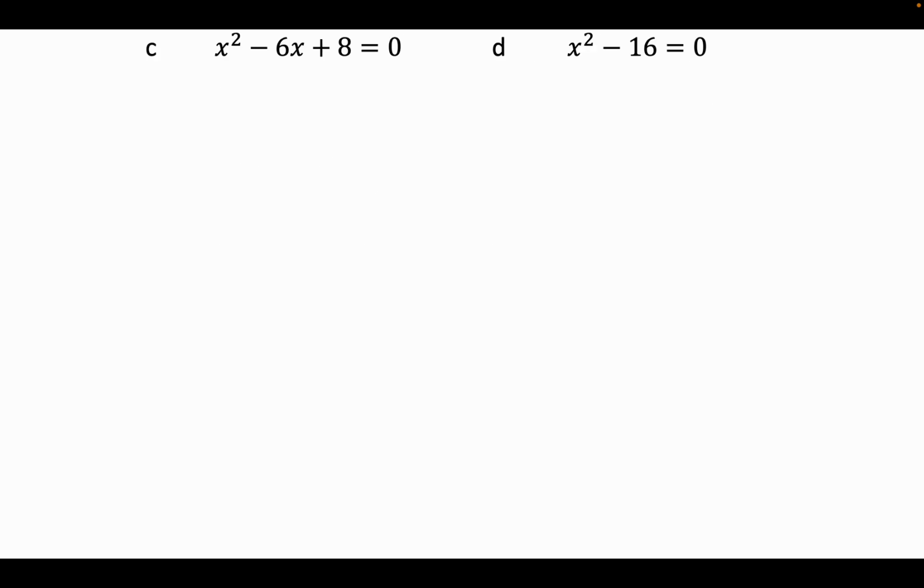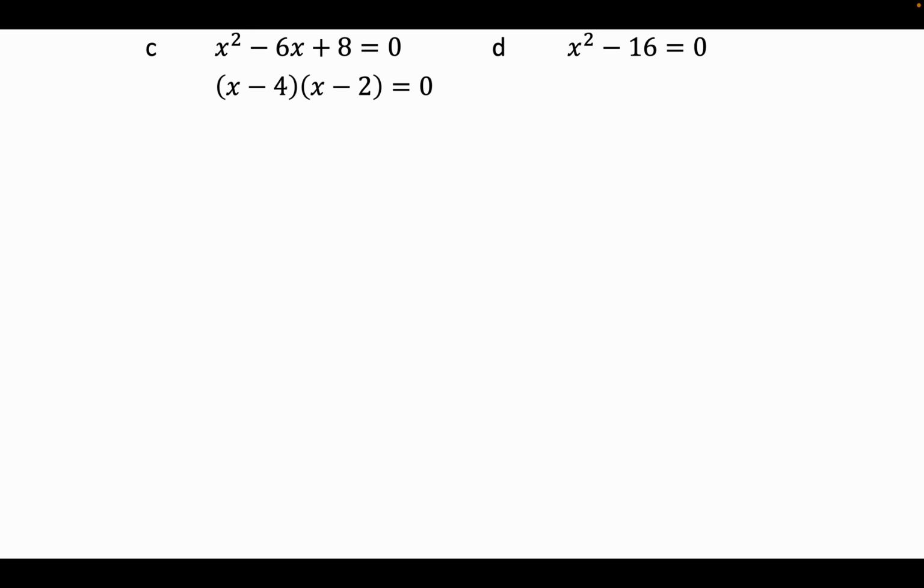Moving on, same idea, c already equals 0. We need two numbers that will multiply to 8 and add to negative 6. Those would be negative 4 and negative 2. So we have x minus 4, x minus 2 equals 0. Do not forget the equals 0. I know it's a picky detail, but it is important. That was an equation to begin with. It needs to stay an equation.